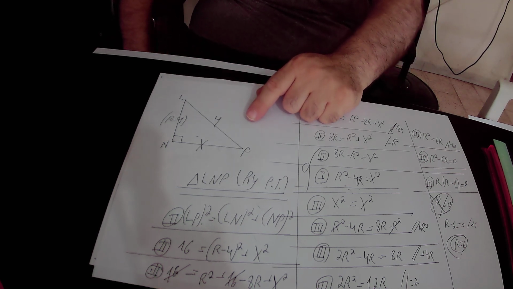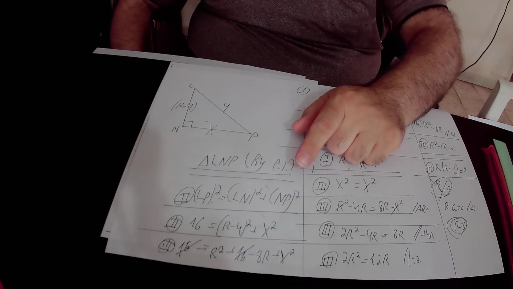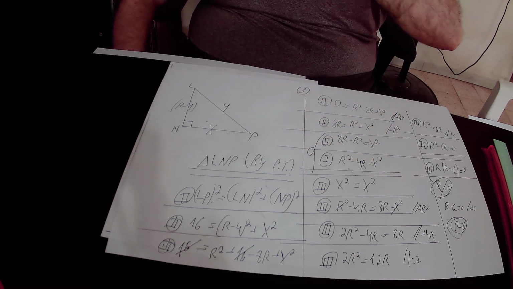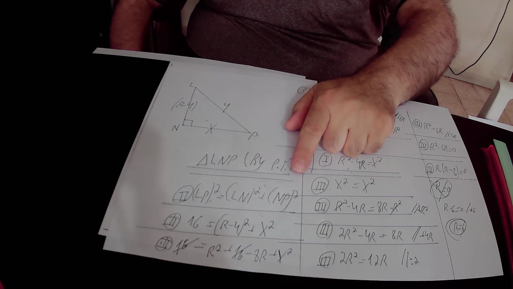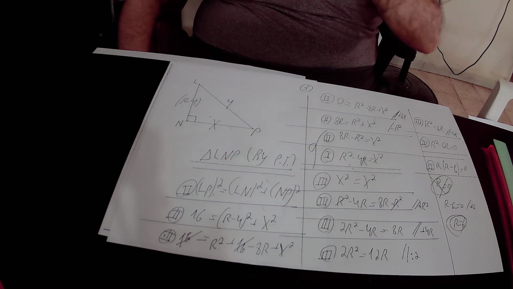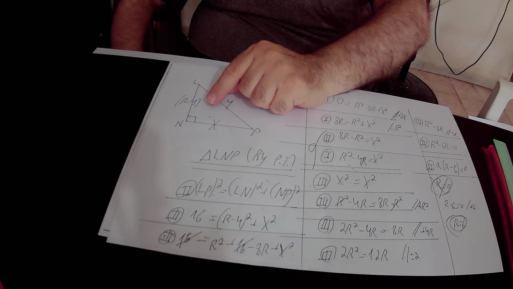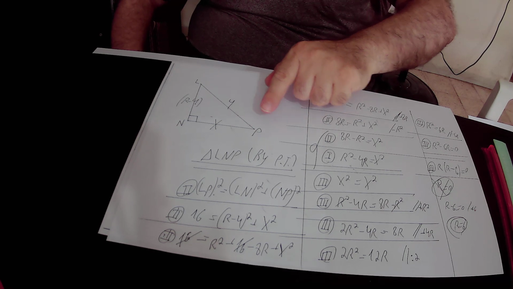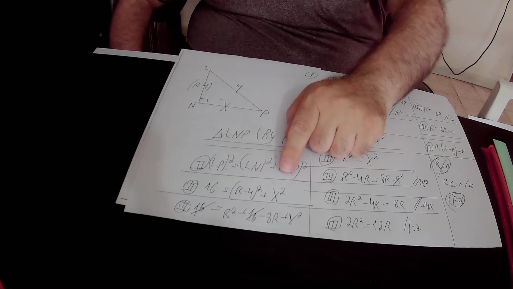That is to say, the hypotenuse is LP, therefore the square of the hypotenuse is LP squared, and it must be equal to LN squared plus NP squared. So in conclusion, according to the Pythagoras theorem in equation number 2, LP squared equals LN squared plus NP squared. LP equals 4, so LP squared is 16. LN equals capital R minus 4, therefore LN squared is (R minus 4) squared. NP equals x, so NP squared equals x squared. So according to equation number 2, 16 equals (r minus 4) squared plus x squared.